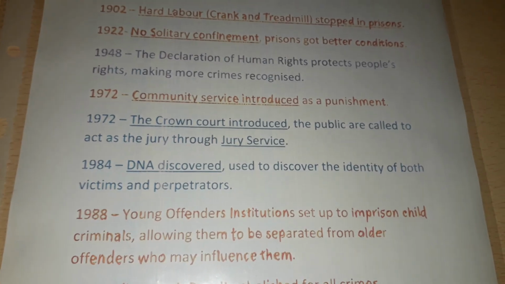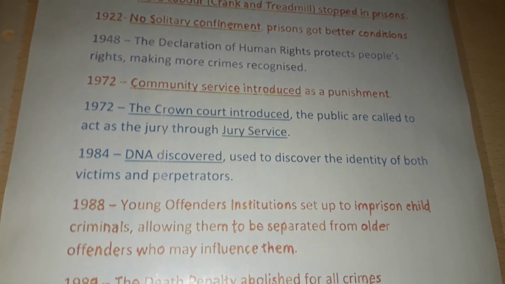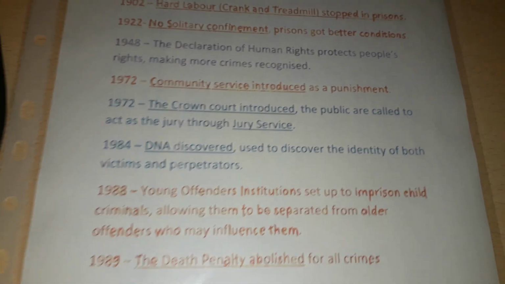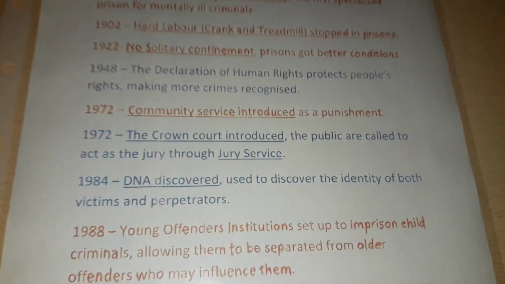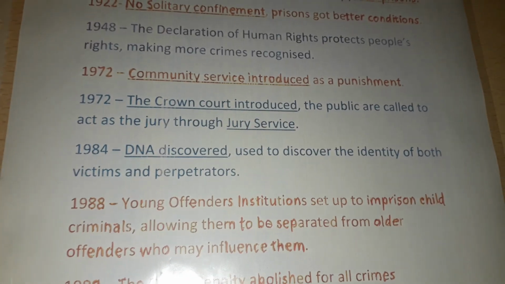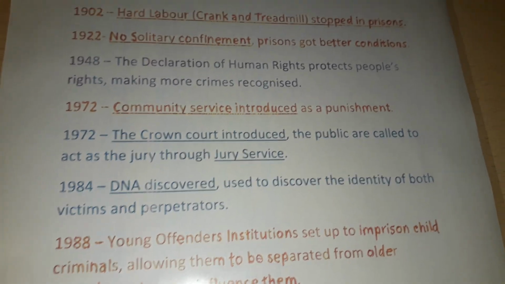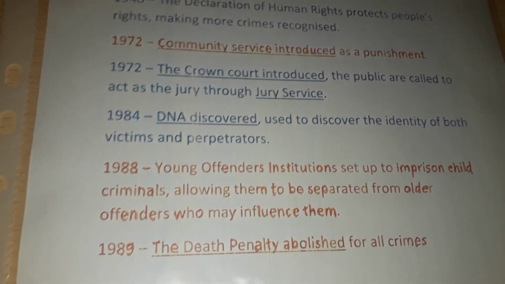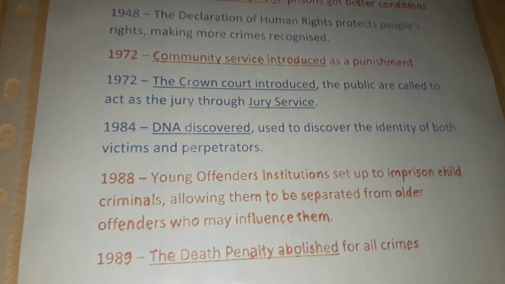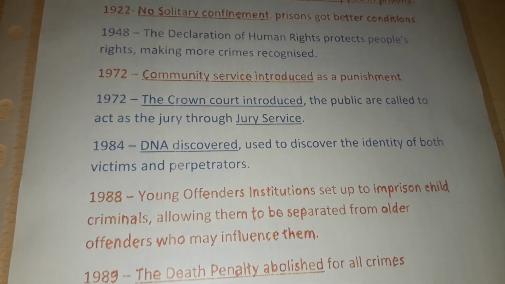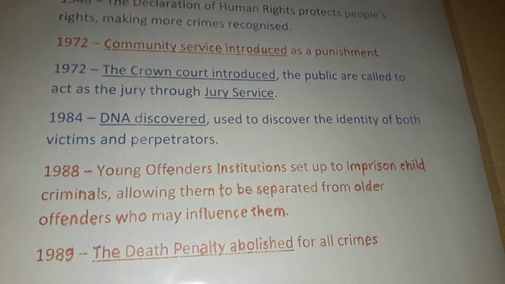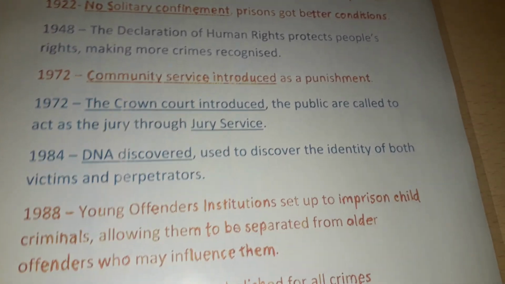In 1988, young offenders institutions were set up to imprison child criminals, and this allowed them to be separated from older offenders who may influence them. So this would help them turn away from a complete life of crime, because they wouldn't be surrounded by people who would encourage them to become better criminals, essentially. So in 1989, the death penalty was abolished for all crimes, and this again is due to a heavy belief in reformation, but also it's because a lot of people were wrongfully given the death penalty, and after that happens, they can't go back again, that sort of thing.